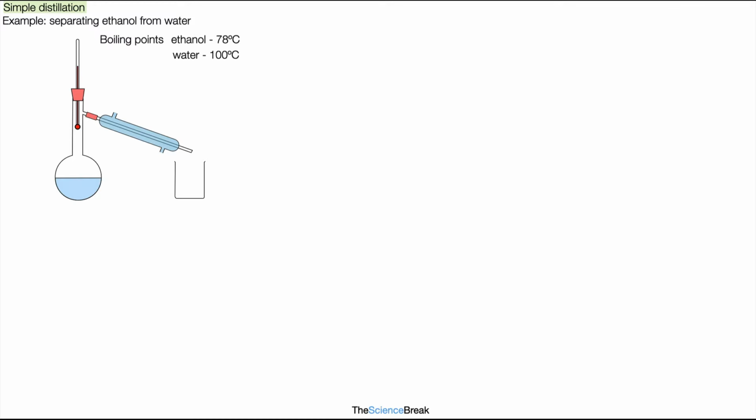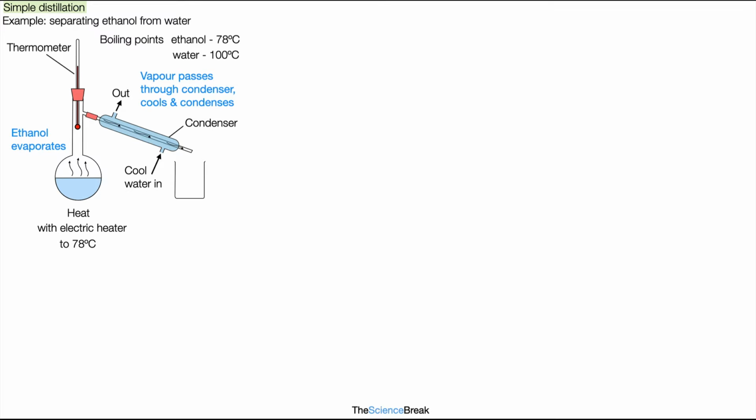Here is the apparatus for simple distillation. Here's a thermometer so we can monitor the temperature. Here is a condenser. This has cool water coming in and cool water coming out. And we heat the mixture with an electric heater. We would use an electric heater here and not a Bunsen burner because ethanol is very flammable. We heat to 78 degrees. The ethanol evaporates, passes through the condenser, which cools down the vapor, and the vapor condenses. We end up with pure liquid ethanol.